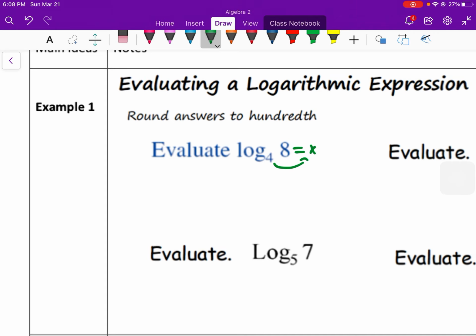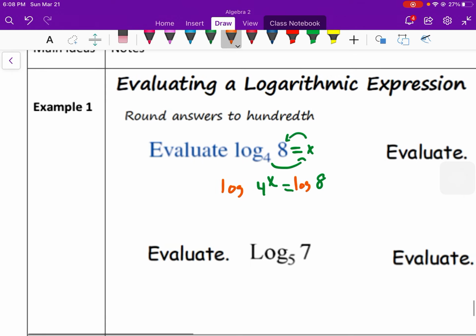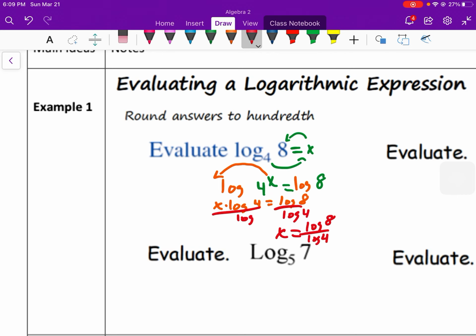So we can make it an exponential function, so it's 4 to the x equals 8. Now we can take the log of both sides because that's the inverse of our exponential function. So that on the left, the property says this x can now come out front, so it's x times log of 4 equals log of 8. And then finally, since this is multiplying, we can divide both sides by log of 4. And we get x equals log of 8 divided by log of 4.